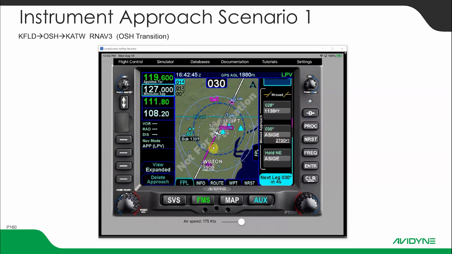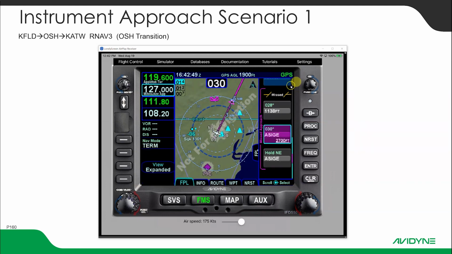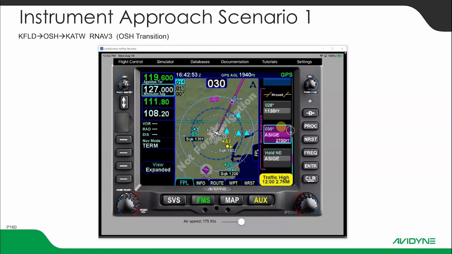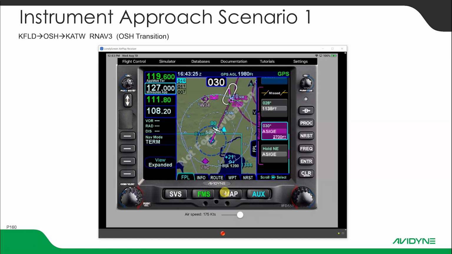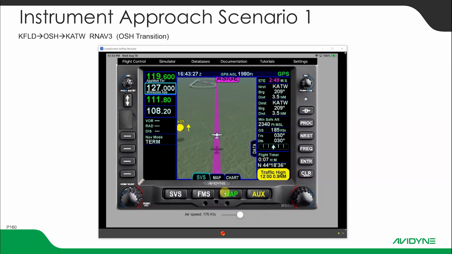All right, so now we're flying the missed. This will switch out of approach mode back to terminal. This goes to GPS as our navigation mode. And look, ASIGI is automatically in the queue as here's our, if I pinch zoom, you can see our holding pattern there. A couple other views. Let's go to the map. You can see it there.